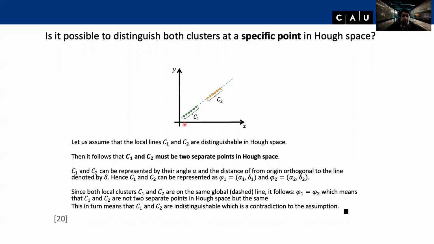This in turn means that C1 and C2 are indistinguishable, which is a contradiction to the assumption that we had here, that C1 and C2 can be distinguished in half space. So it is not possible, because both of them would have exactly the same alpha and exactly the same delta, and therefore not be easily separable in this sense.